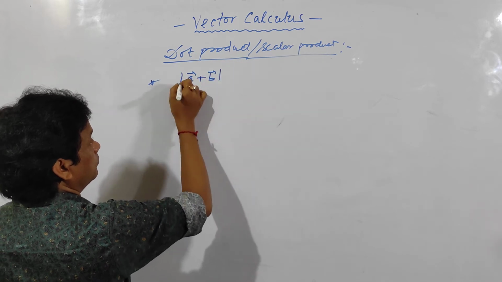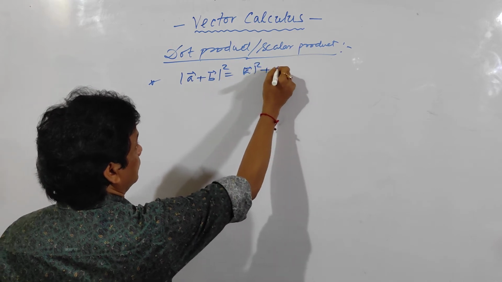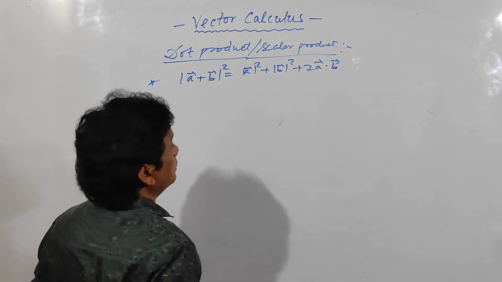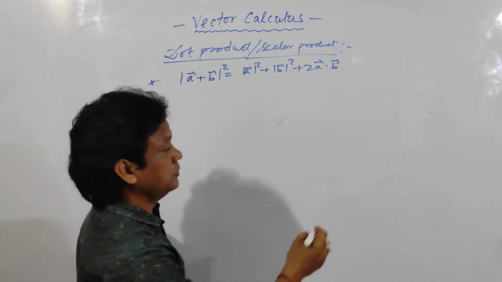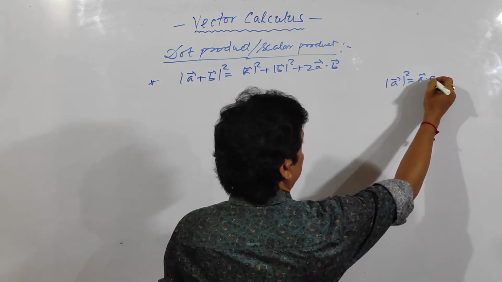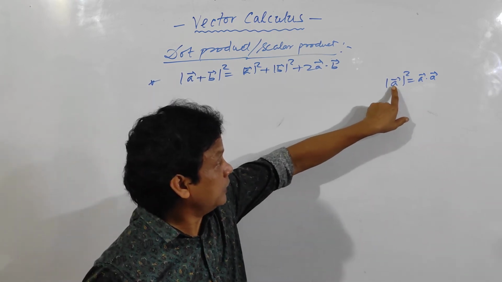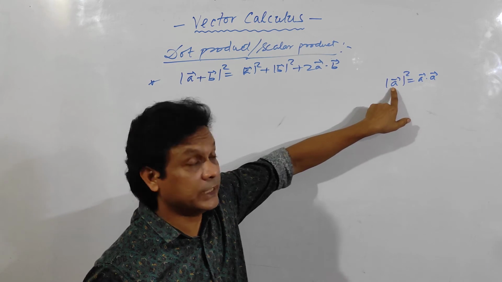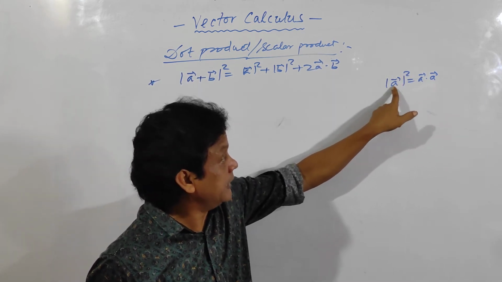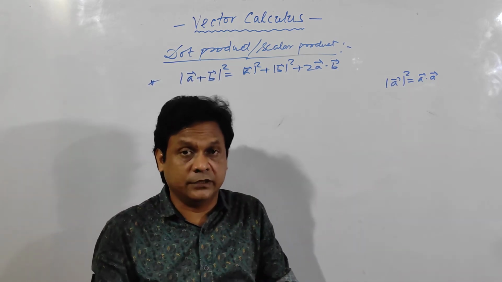|A + B|² is equal to |A|² + |B|² + 2 A·B. So how is it possible? See here, I have already told you this one: the square of the modulus of a vector A equals A·A. Clear? That means the quantity within the modulus is a vector, so the mod square of a vector means A·A, that is, the quantity within the modulus dotted with itself.